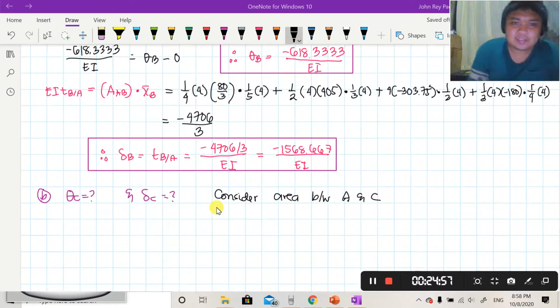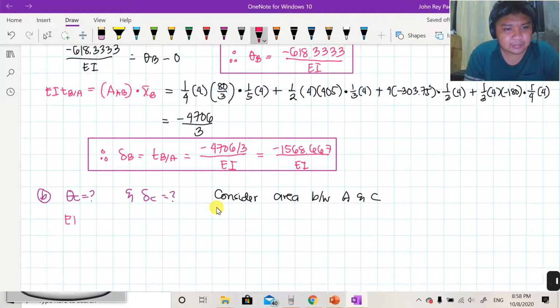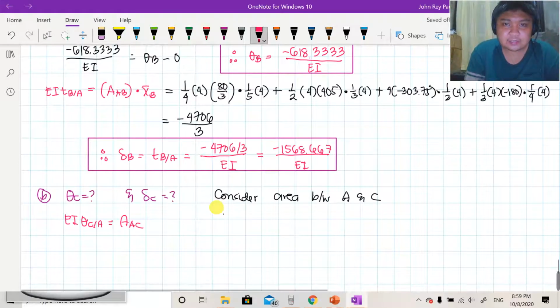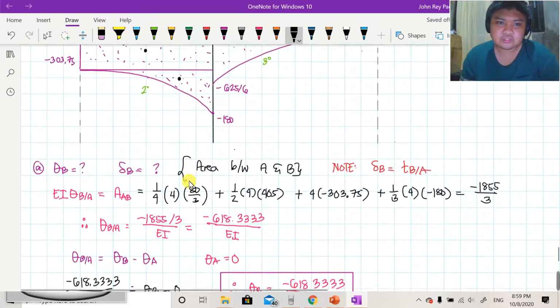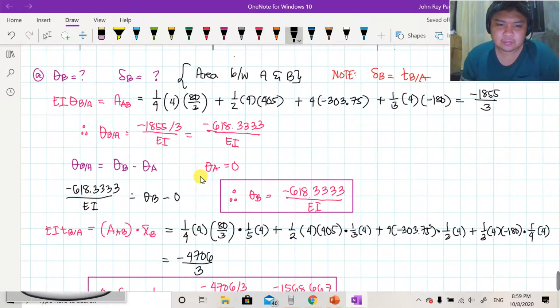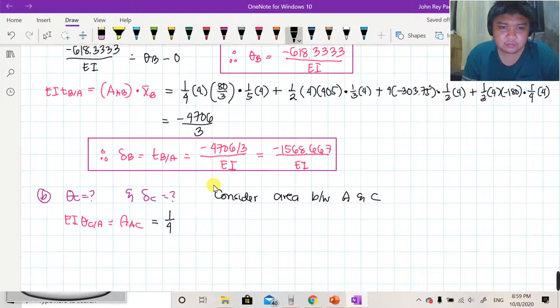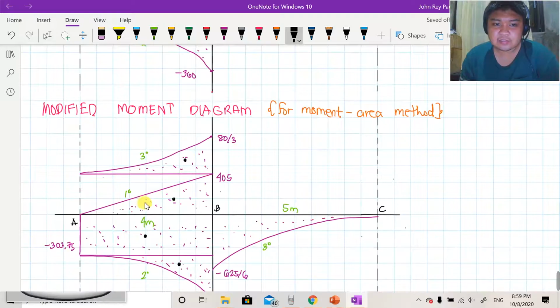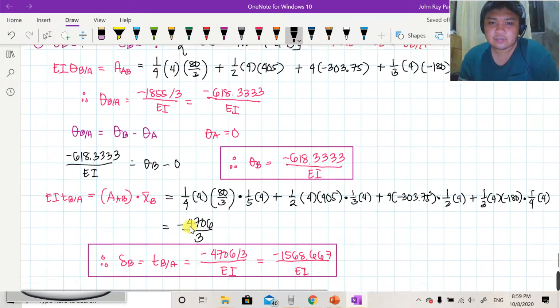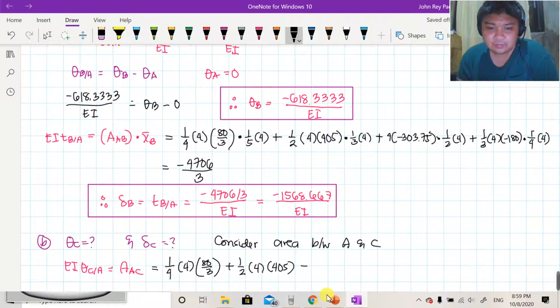So, sige, simulan na natin class. Hanapin yung slope at C. Una, hanapin natin is yung EI theta C to A, which is simply area lang naman yon from A to C. So, madali din lang naman computein yung area niya. So, all you need to do is just compute. So, unahin ko muna itong spandrel that will be equal to 1/4 ng 4 tapos 80 over 3. Then, multiply din natin, sunod. Yung triangle natin ay 1/2 ng 4 times 405, no? I am referring to this one. Ang next is itong rectangle na 4 times negative 303.75.